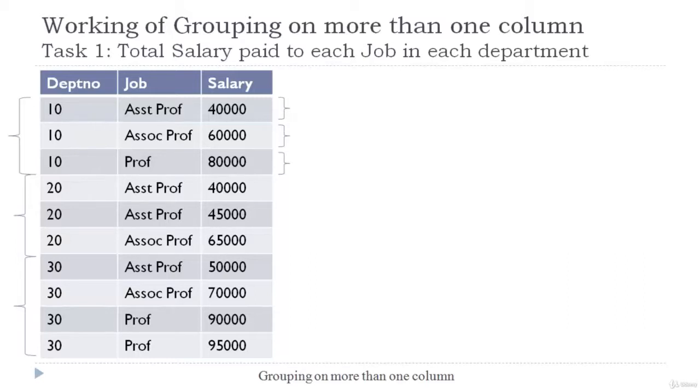In department number 20, we have two records for assistant professors. So these two records will make one subgroup for department number 20. There is only one record of associate professor in department number 20, so it will make another subgroup. In department number 30, the subgroup of assistant professor will have only one record, same for associate professor, but the professor subgroup will have two records. So here we have a group within another group. First we perform the grouping on department number, and then within each department number we perform subgroups on job title.